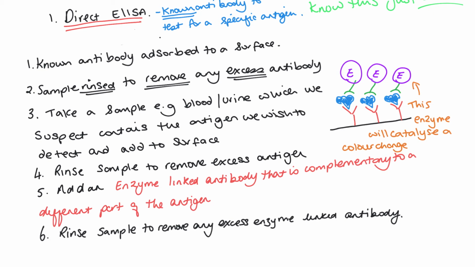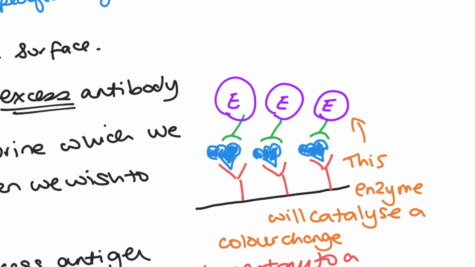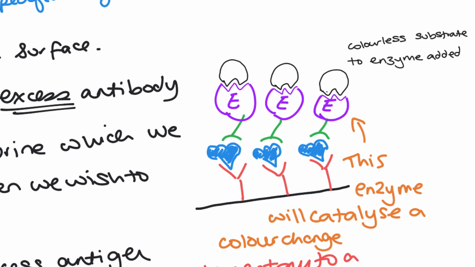So the next thing we're going to add is a colorless substrate for the enzyme, and this substrate is going to be complementary to our enzyme. So actually, perhaps what I should have done when drawing this enzyme is given it an active site. So if the antigen was present in our bloodstream, when the sample was put on the antibodies, those antigens would have bound on to the binding sites on our antibodies, and then the enzyme-linked antibody would have then bound on to the antigen, and then when the colourless substrate came along, it would have bound on to the active site of the enzyme.